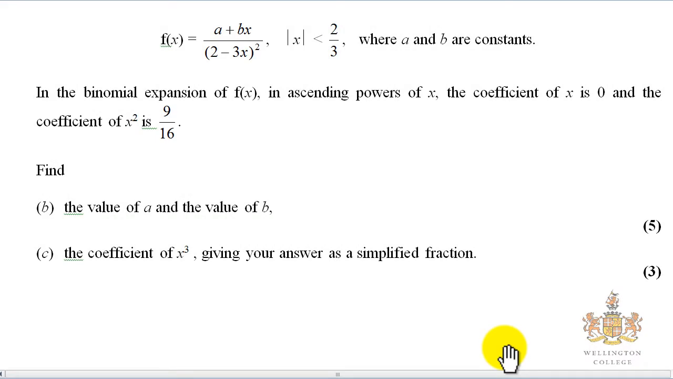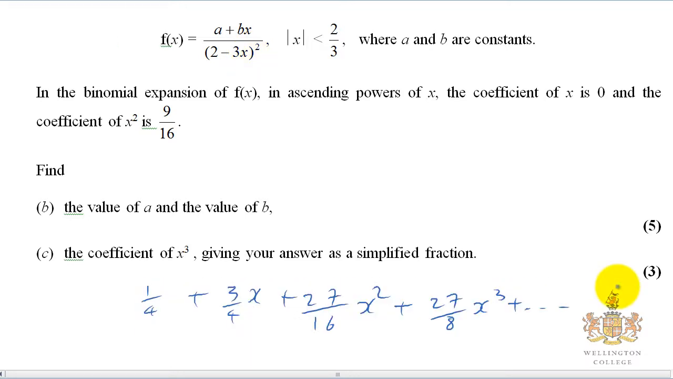Right, in the second part of the question, we're told that f(x) equals a plus bx, all divided by 2 minus 3x squared. So we've effectively got the same part of our previous expansion, just times by a plus bx. In the binomial expansion of this, in ascending powers of x, the coefficient of x is 0 and the coefficient of x squared is given, and we're going to find a and b. So we need our previous bit of working, and we need to times that by a plus bx.